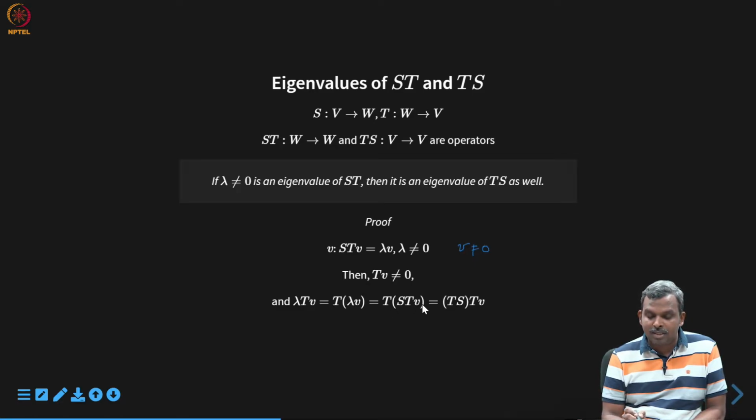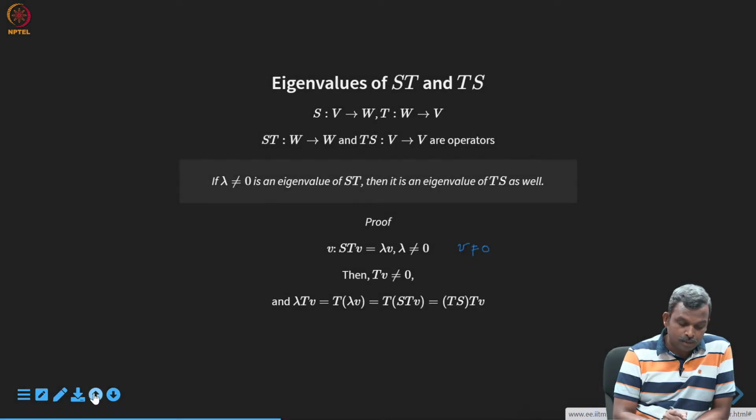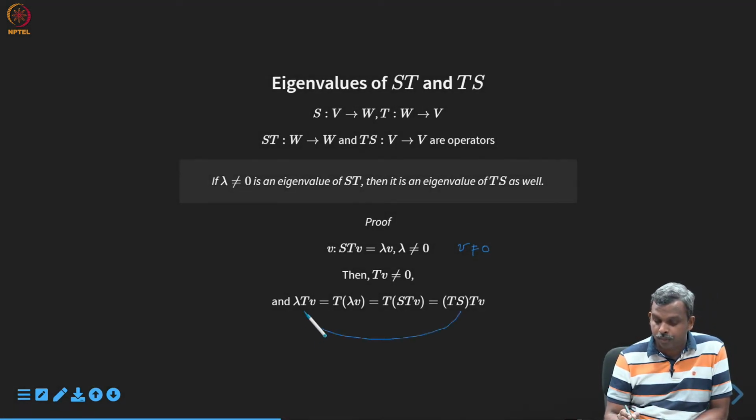And what is TSTV? There is associativity for operators. So, you can do TS first and then TV. Linear maps, when you multiply, they compose like this. This is the associativity property of this thing. So, TS you can do first, TV. And notice this equation now. This is an interesting little equation.